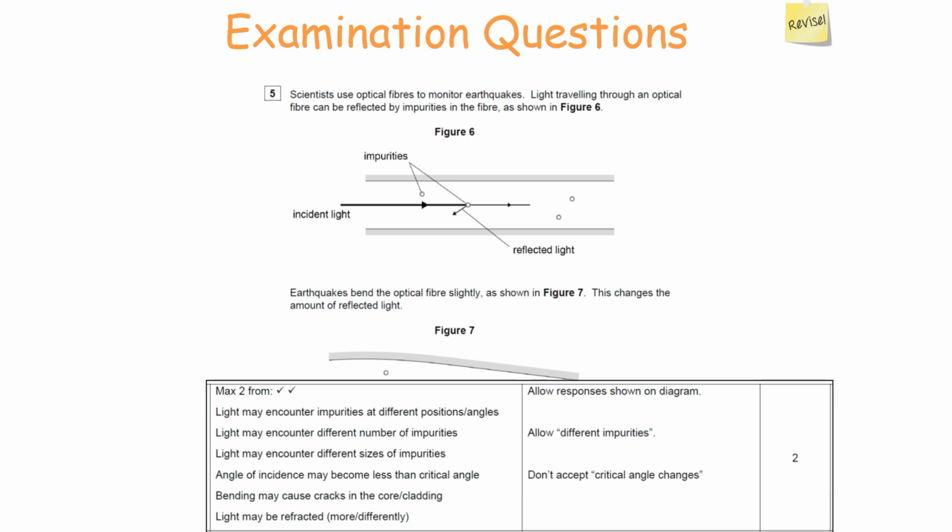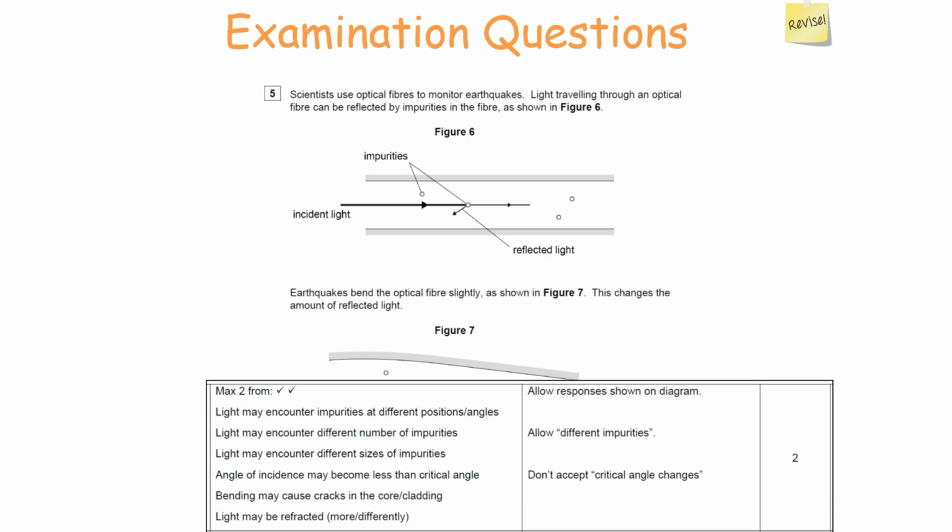Again, interestingly, we said before that for total internal reflection to take place, your angle of incidence needs to become greater than your critical angle. Now the critical angle itself can't change because that's a property of the material, but the angle of incidence which the light will go through the core could change because of the earthquake, and if it's less than the critical angle you won't get total internal reflection.